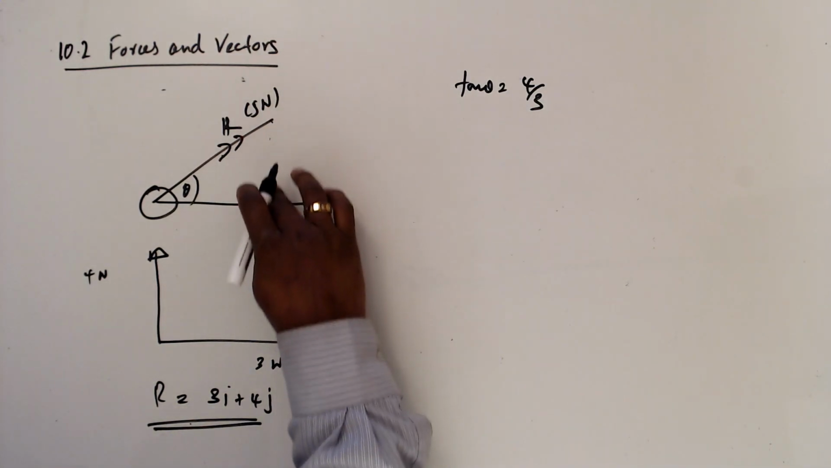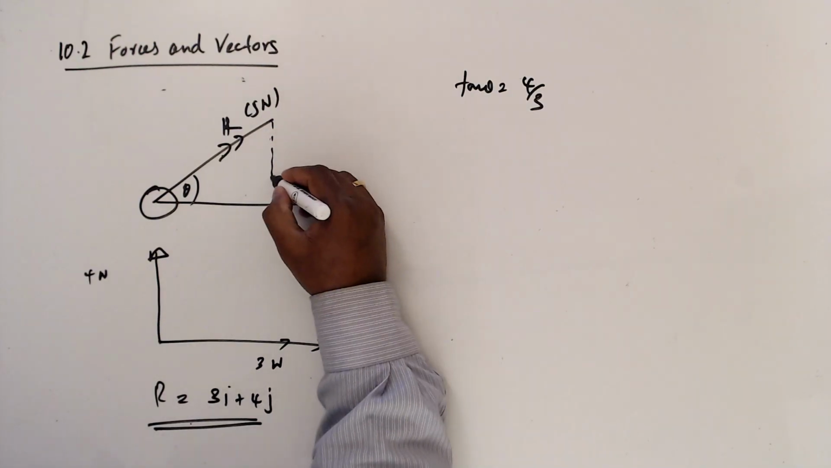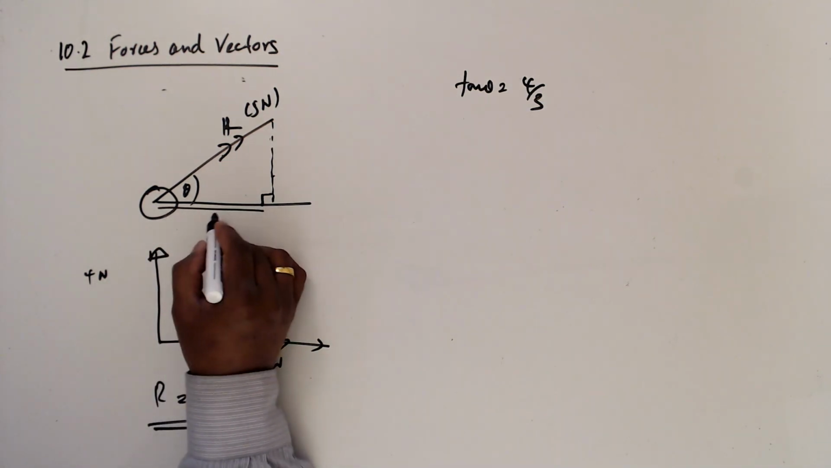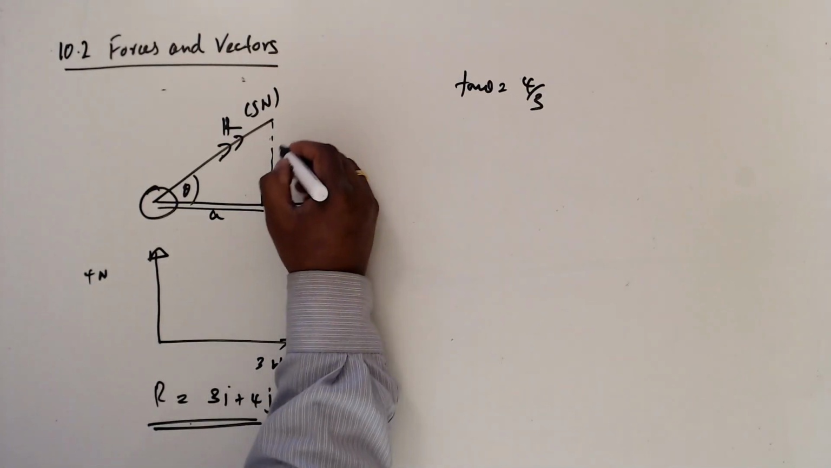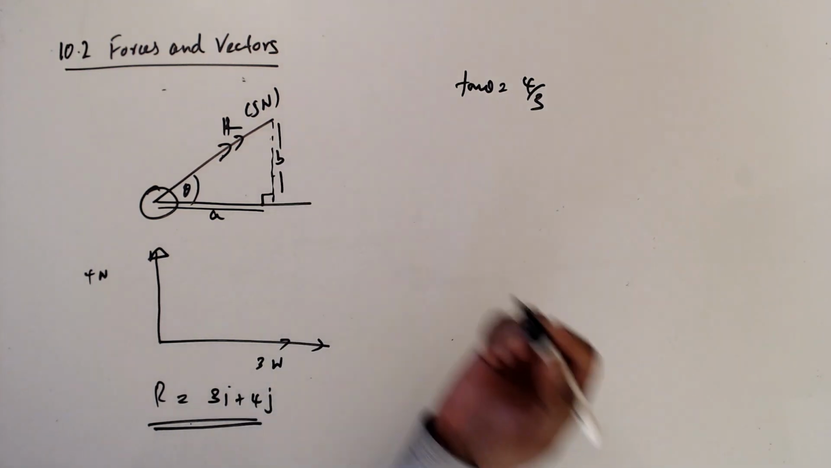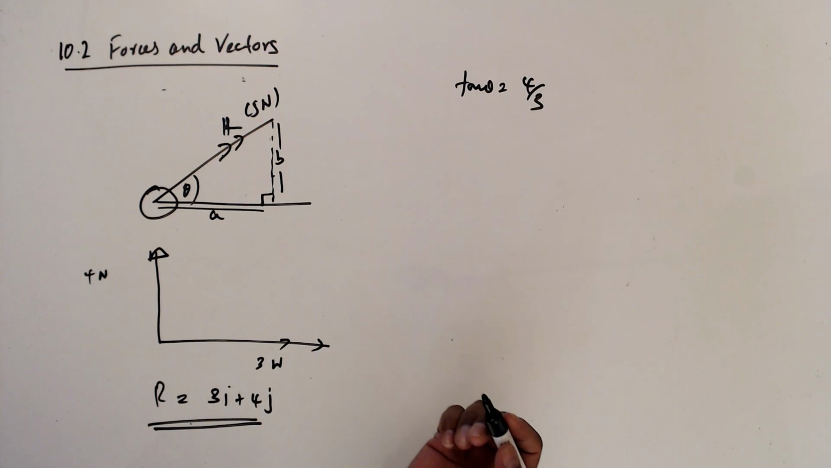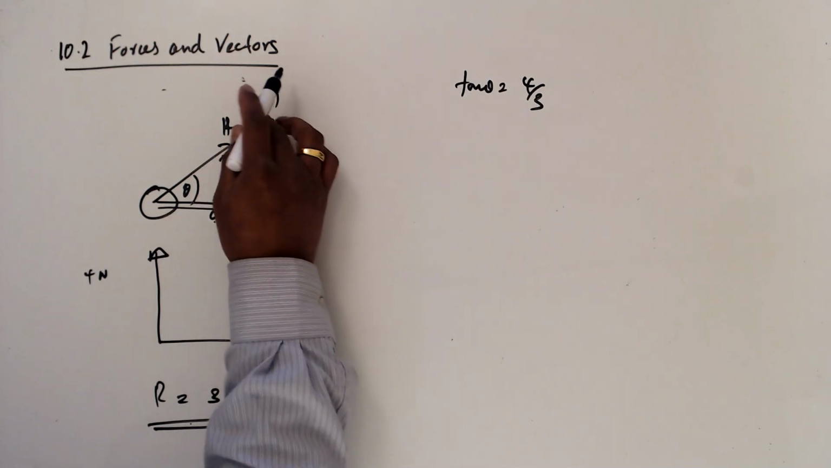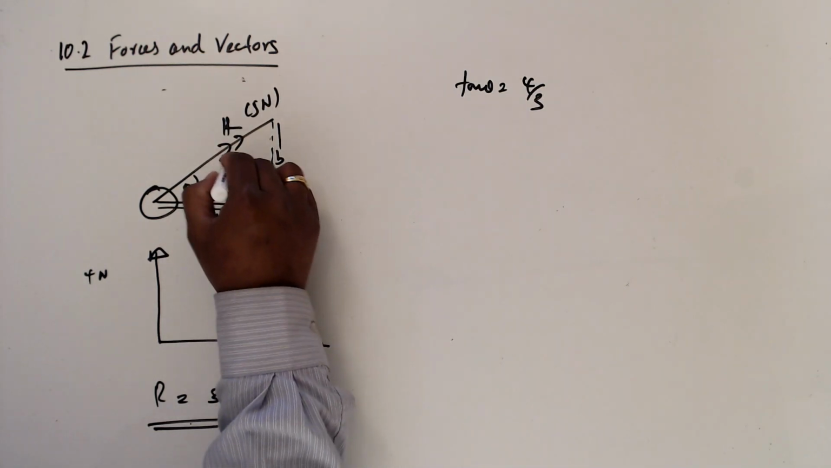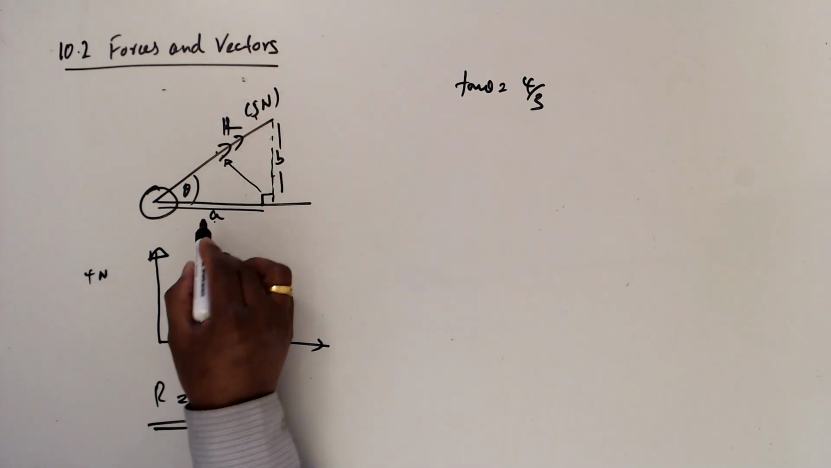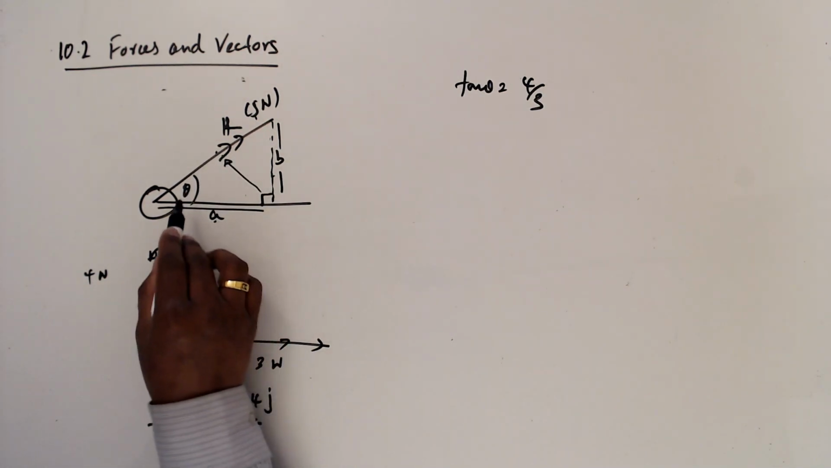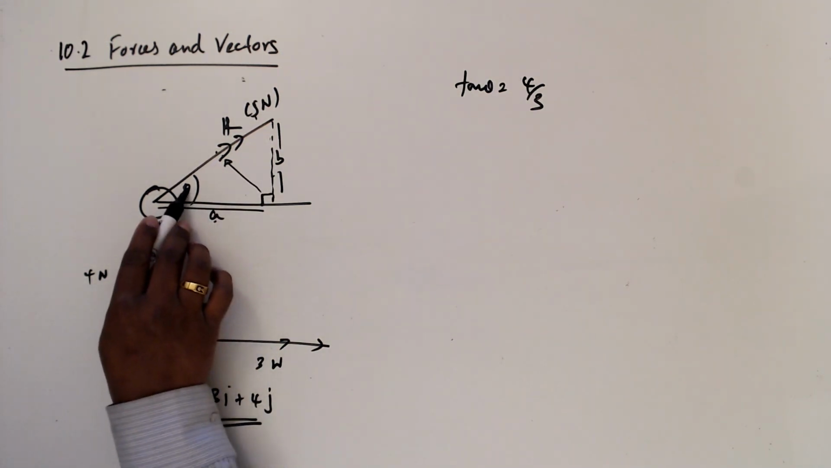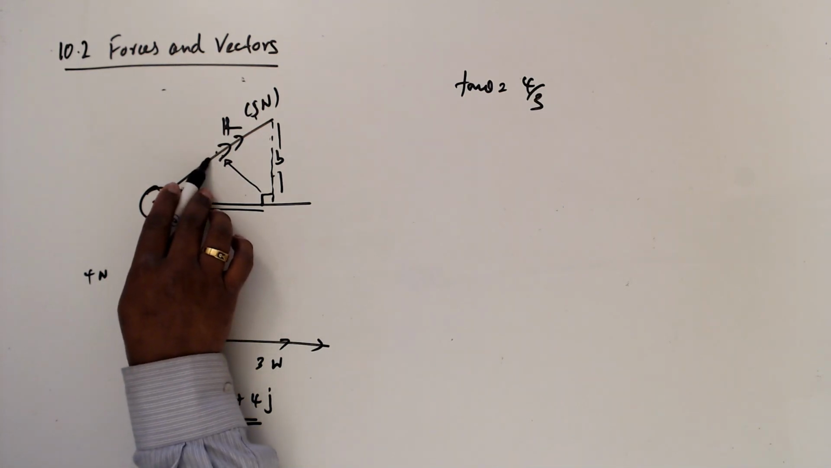Then what you need to do is complete a right angle triangle as usual. Let's say this force component is A and this force component is B, and we need to find A and B now. We know the hypotenuse is 5. When you stand up here, you can see that this is opposite and this is adjacent. So adjacent and hypotenuse is cos.